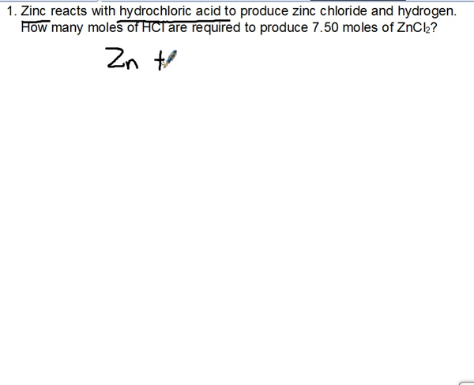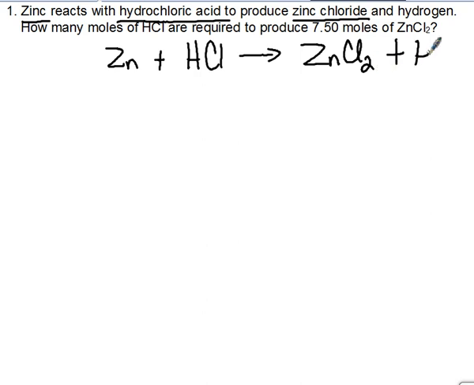Remember that if it is hydro-blank-ic acid, it's just binary, and then the element that's in the blank. This produces zinc chloride, and so zinc is a +2 ion, so it needs 2 chlorines to go with it. And hydrogen, and you have to remember that hydrogen is a diatomic. To balance this, we just need to put a 2 in front of the HCl.